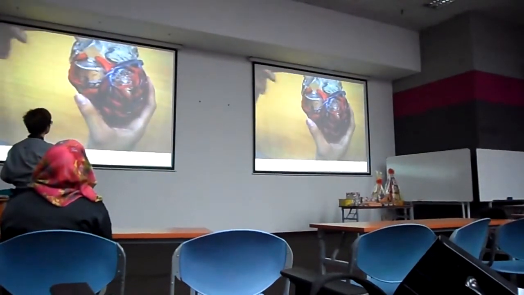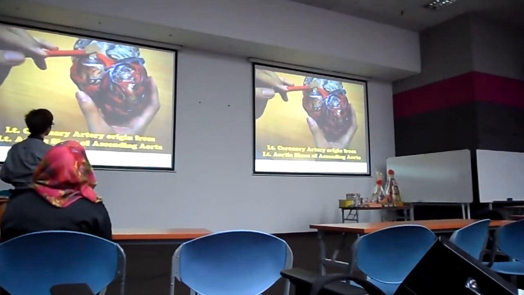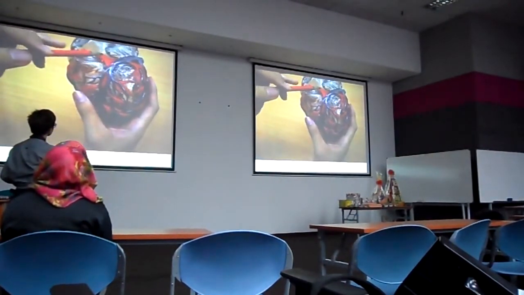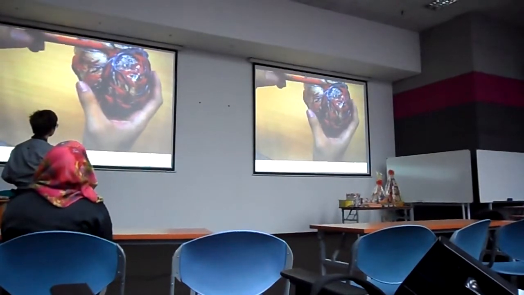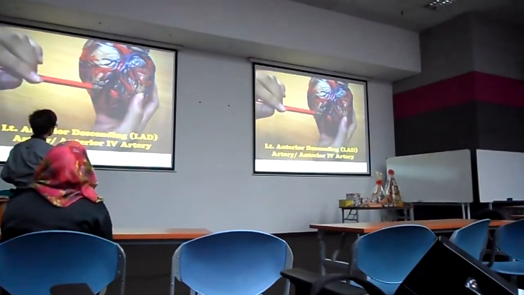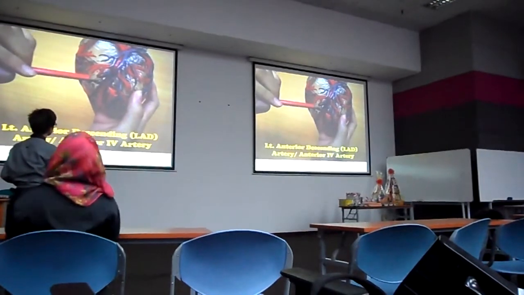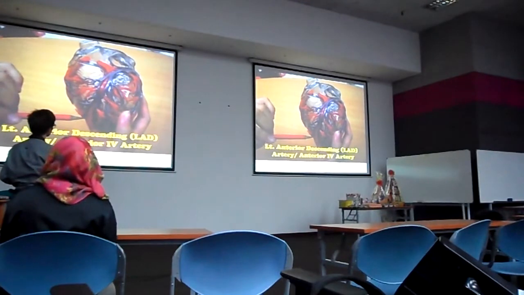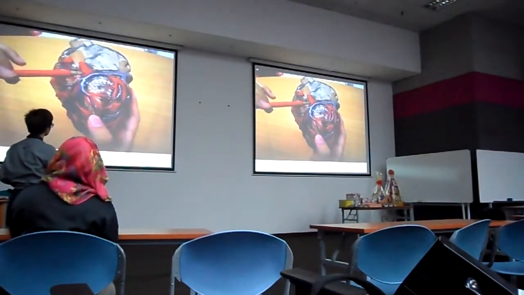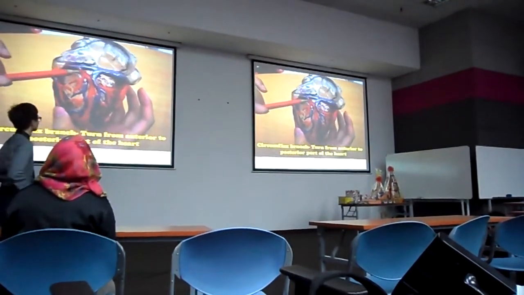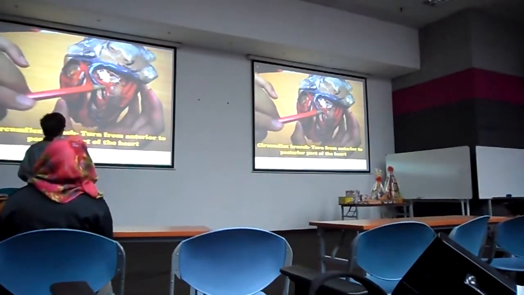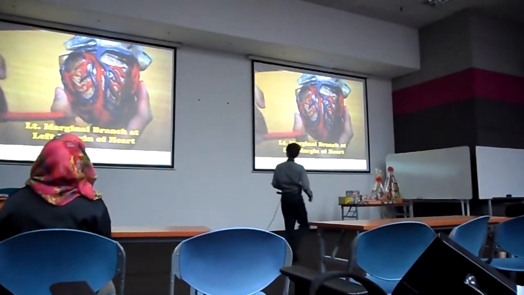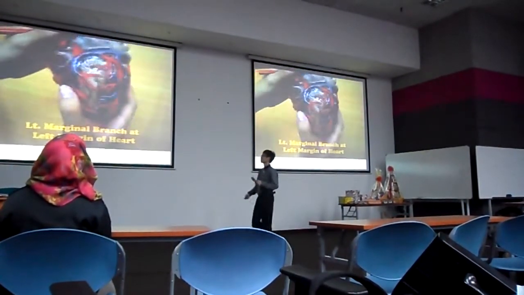Let's move on to the left coronary artery. After it branches out from the left aortic sinus of the ascending aorta, it will give off two main branches. The one that travels down at the anterior part of the heart is called the anterior descending artery, or we call it the left anterior interventricular artery. The other branch that goes to the posterior part of the heart is called the circumflex artery, and it gives off the marginal branch at the border of the heart. Thank you.